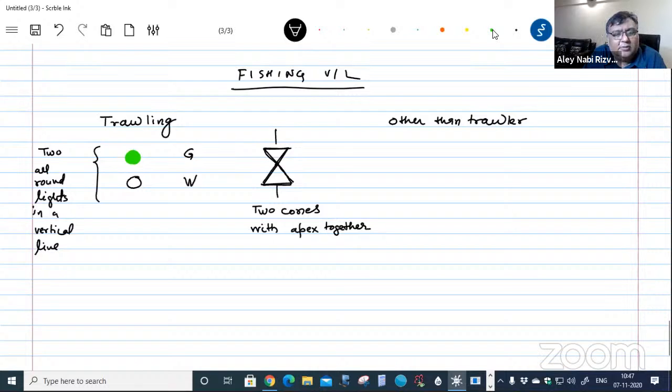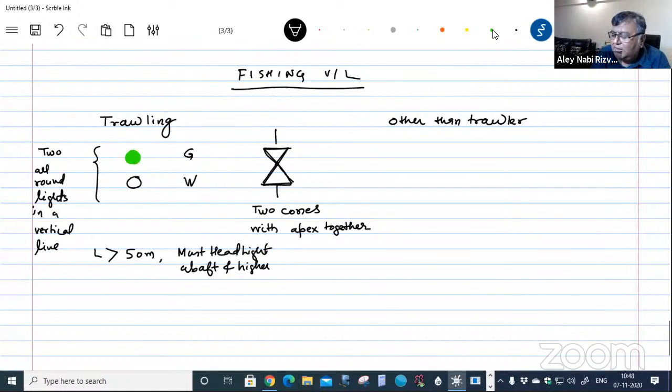Now, if the fishing vessel is more than 50 meter, a vessel less than 50 meter is not obliged to do so, but may do so. But if the length is more than 50 meter, then second masthead light abaft and higher. This is important. And then the trawler, whether at anchor or underway, will have these lights. If it starts making way, obviously the trawler will have side lights plus stern light.